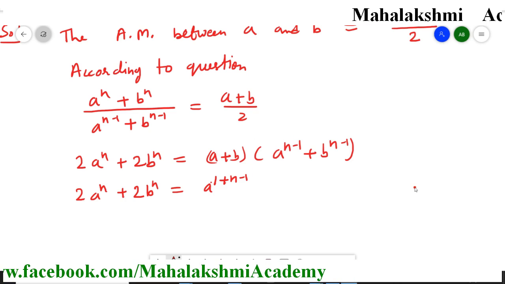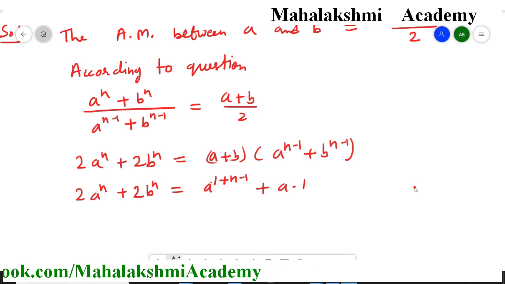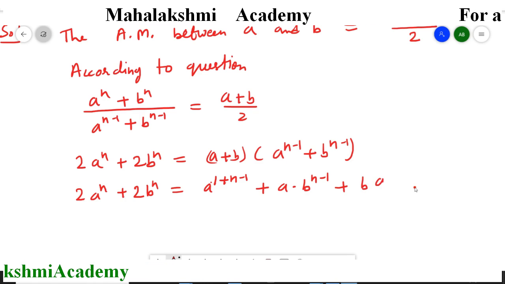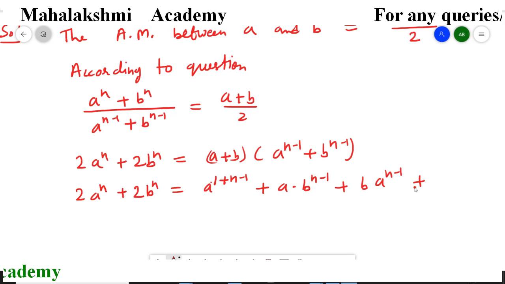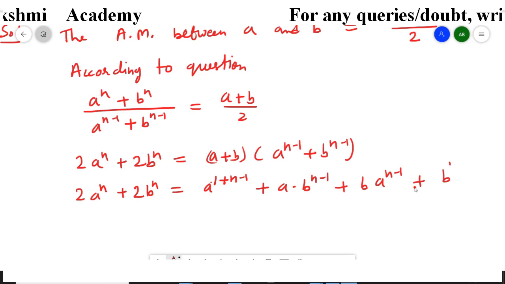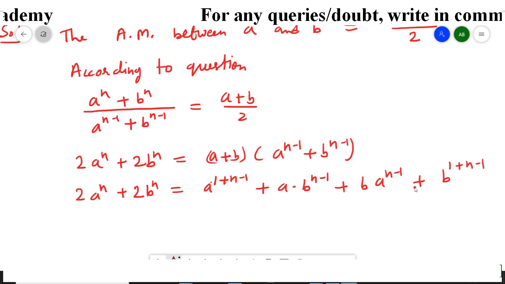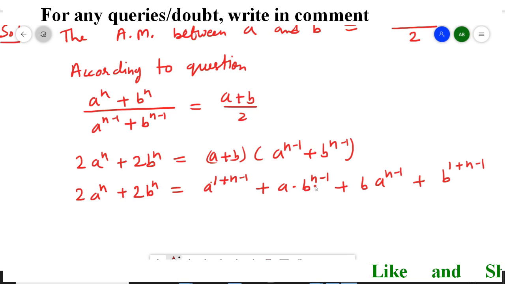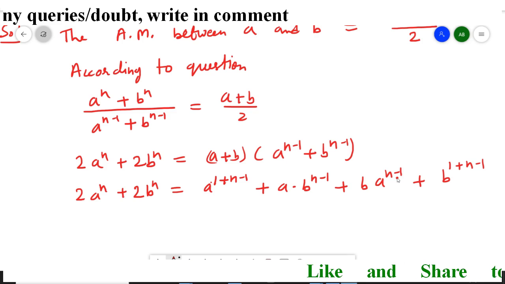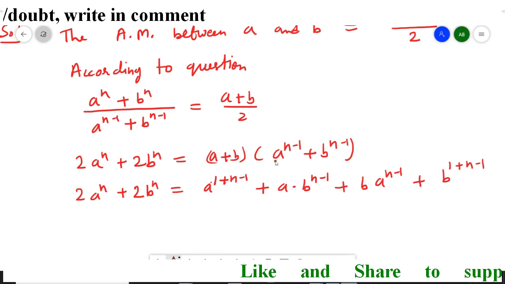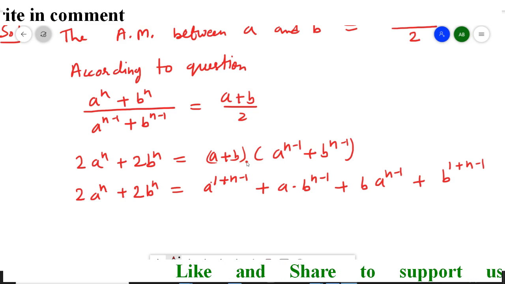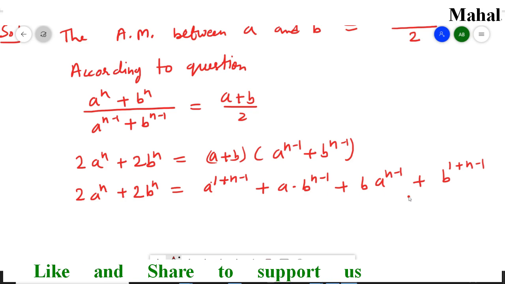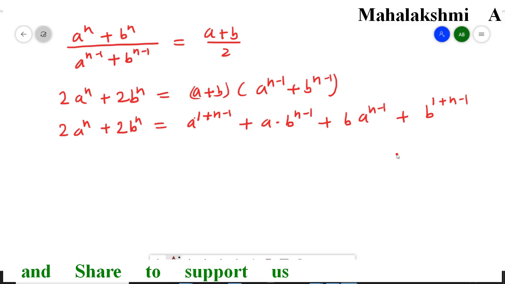In the same way, a will be multiplied by b raised power n minus 1, plus b multiplied by a raised to n minus 1. Now b multiplied by b, you have to add the power, so 1 plus n minus 1. I hope it's clear to you. If the bases are the same, we have to add the powers, and if the bases are not the same, we cannot multiply, you just write them as it is. So this a and this a when we multiply, powers will get added, and this b and this b when you multiply, powers will get added, except that, the remaining terms you cannot, because the bases are different, so write them as it is.